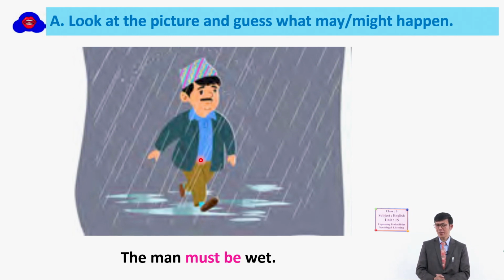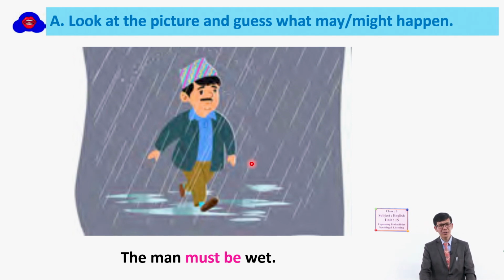Good. The man must be wet, of course. If he is walking, well, it's raining there. So you can say the man must be wet, the confirmation certainty is high, isn't it? Okay, it's 100%. The man must be wet, right? So you might have made similar guesses looking at this picture, right?